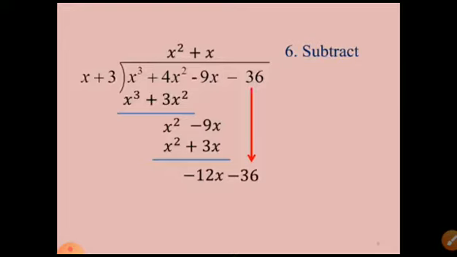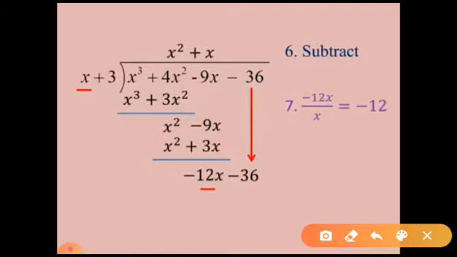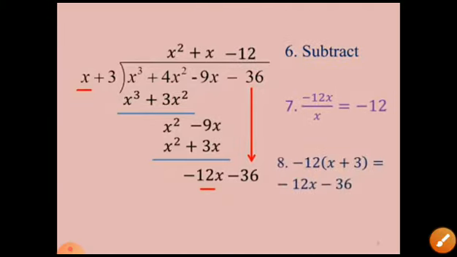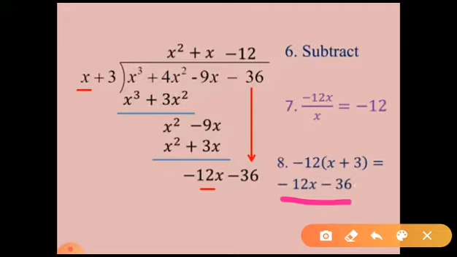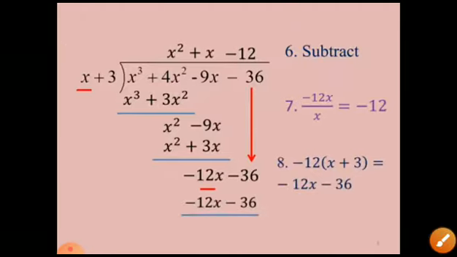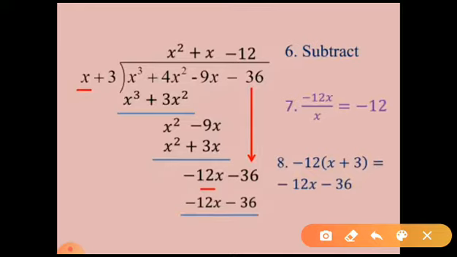This minus 36 is taken down. So minus 12 should be written on this side. And then minus 12 should be multiplied by x plus 3, so I'll be getting minus 12x minus 36. After that, subtract. So minus becomes plus, minus becomes plus. So this will be cancelled. Again, minus 36 plus 36 is what?